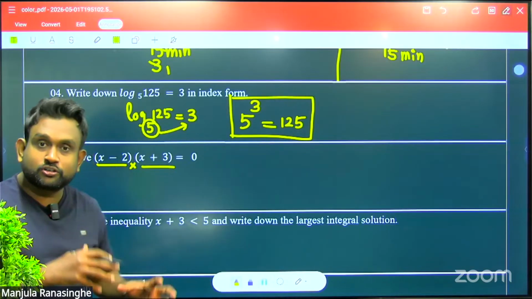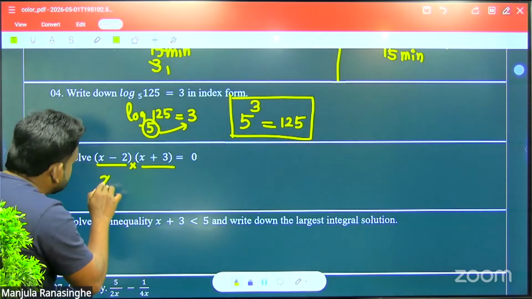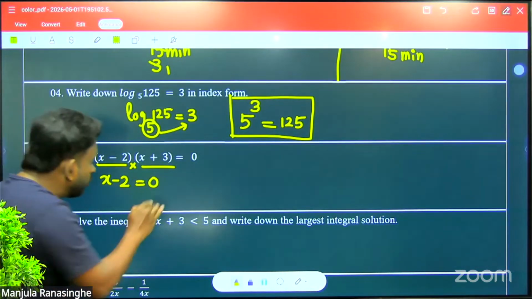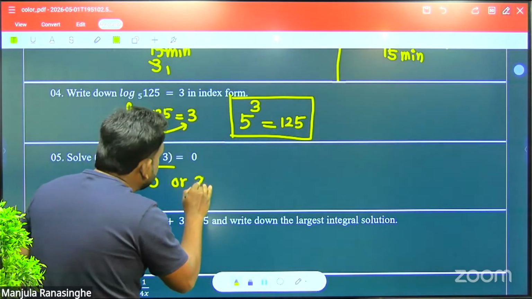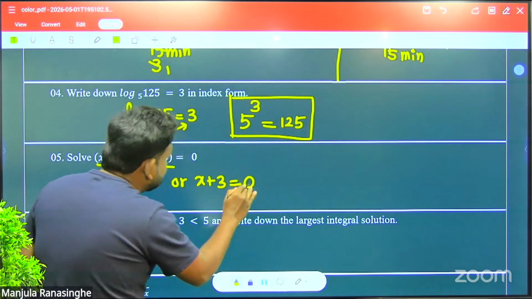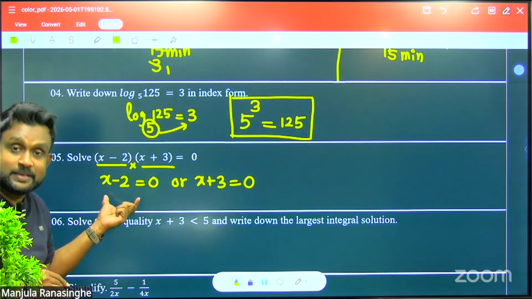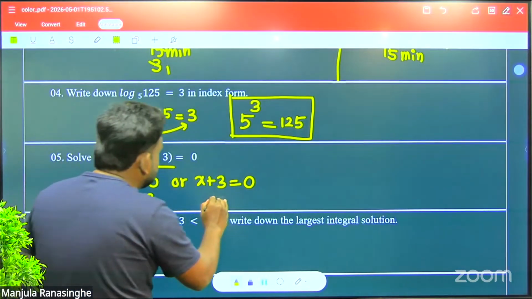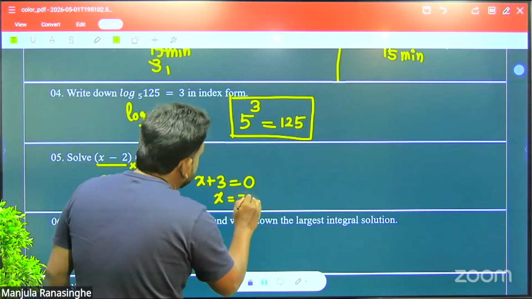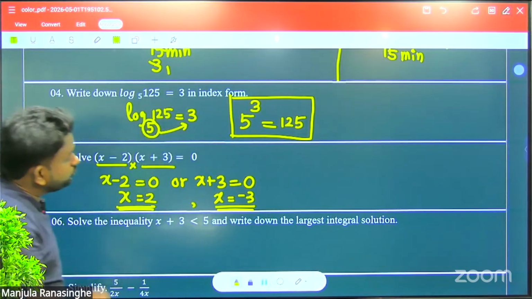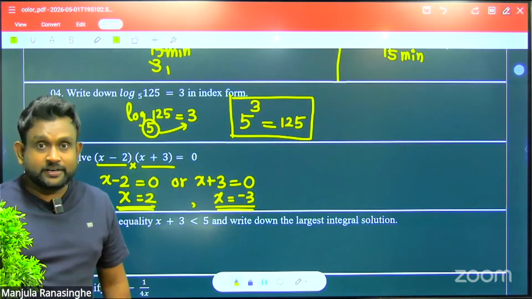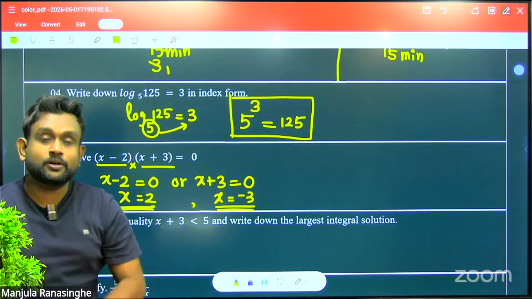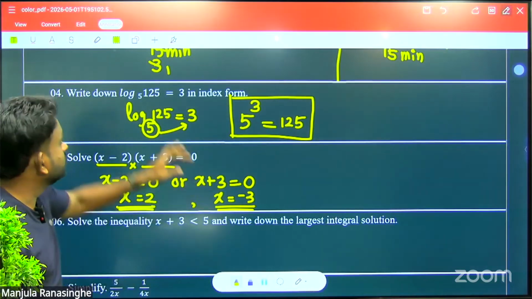So we apply that logic here. Here one factor is x minus 2, so that equals 0, but we do not know about the other, so the other one would also be 0: x plus 3 equals 0 at least. Now it appears as a simple equation, subject x. So x equals positive 2. Here x plus 3 equals 0, so x equals negative 3. These are the two solutions for the quadratic. Learn now: factorize first, put individual factors equal to 0, and make x the subject. That's the logic.